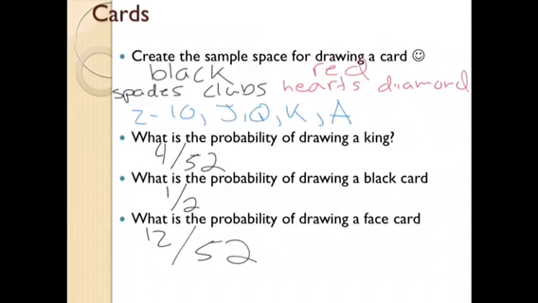Again, if you're not familiar with a deck of cards, I suggest that you get familiar. I do have decks in the classroom, so you can come by and look at them if you want to. But I'm going to be using these examples a lot throughout the rest of this course, or this unit. So you want to become familiar with it.